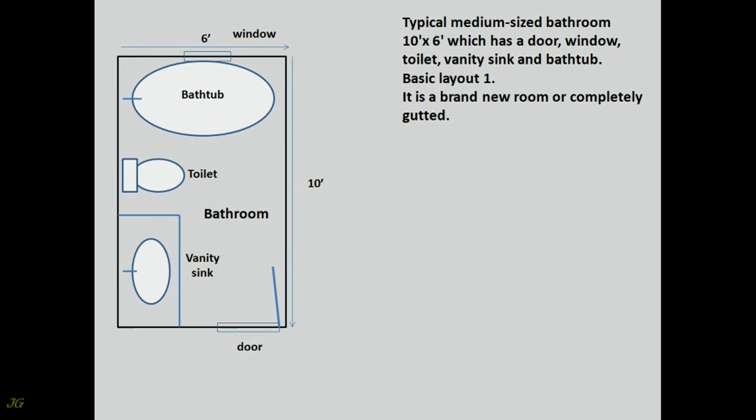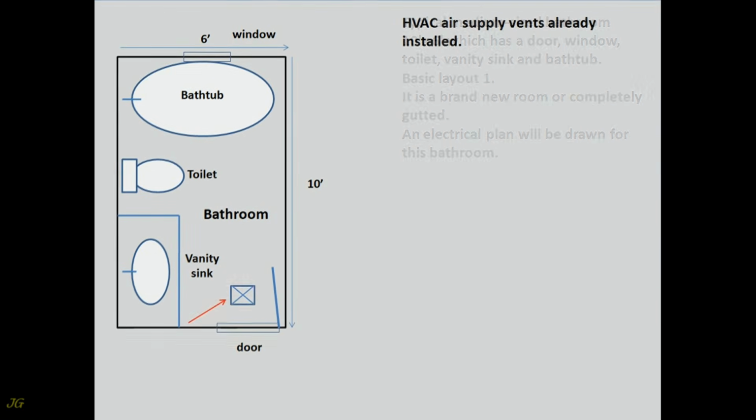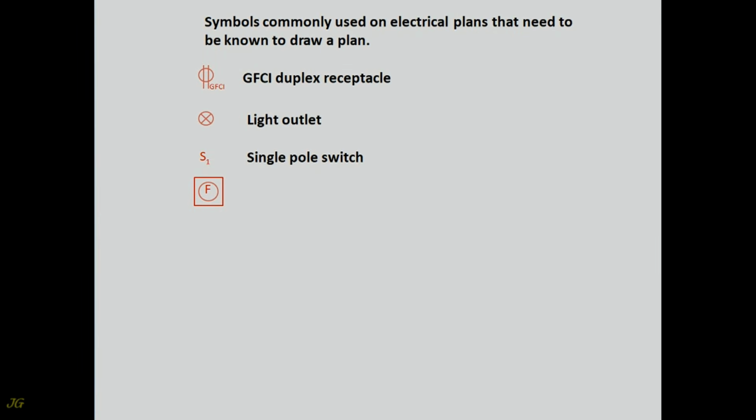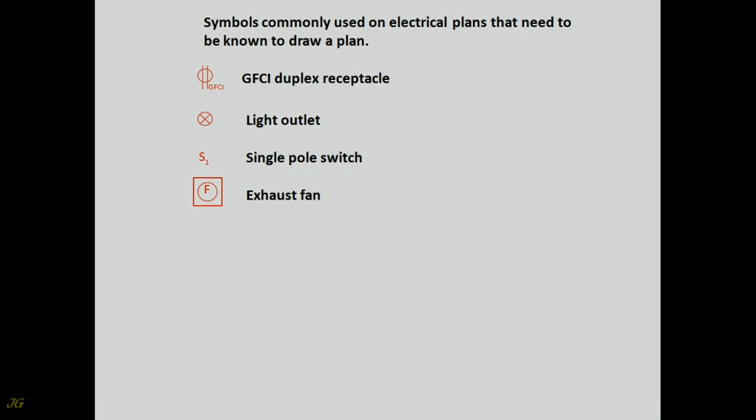Basic layout 1. It is a brand new room or completely gutted. An electrical plan will be drawn for this bathroom. HVAC air supply vents already installed. Examples of bathroom wiring plans that need to be sketched for the construction department to meet legal requirements. Symbols commonly used on electrical plans that need to be known to draw a plan: GFCI duplex receptacle, light outlet, single pole switch, exhaust fan.